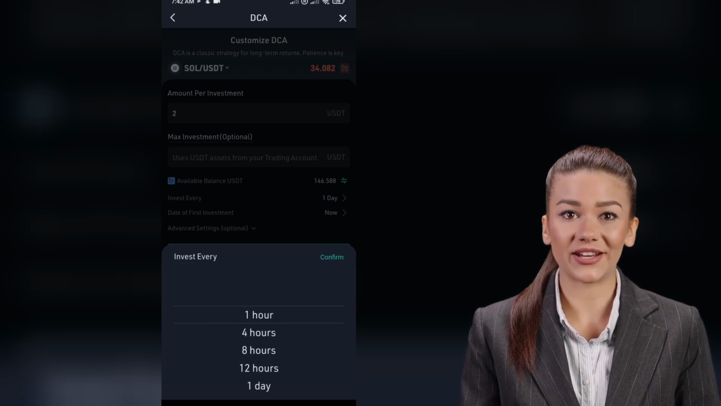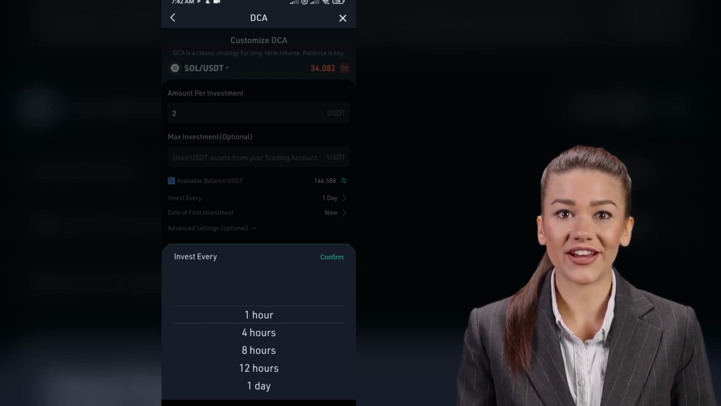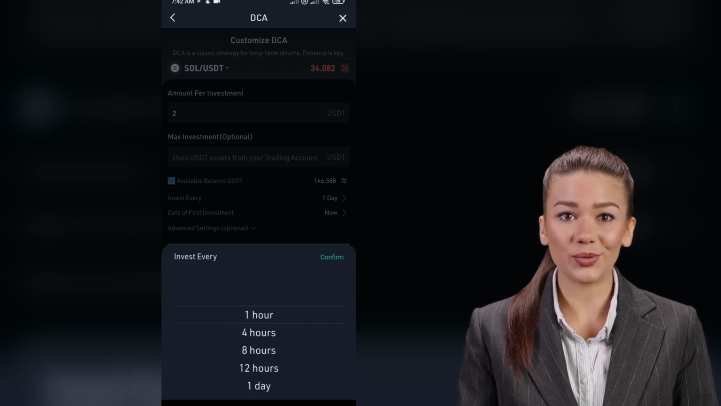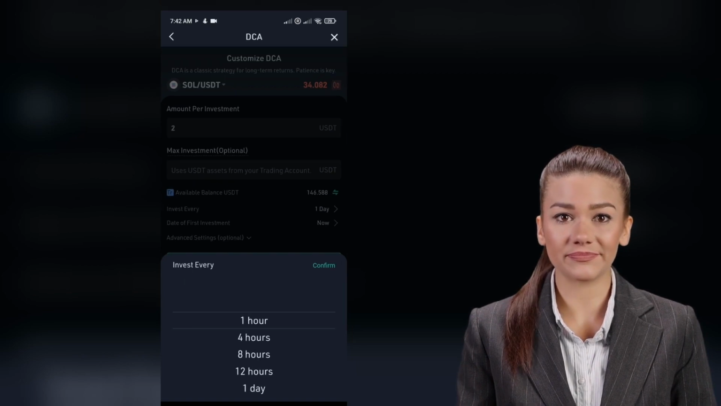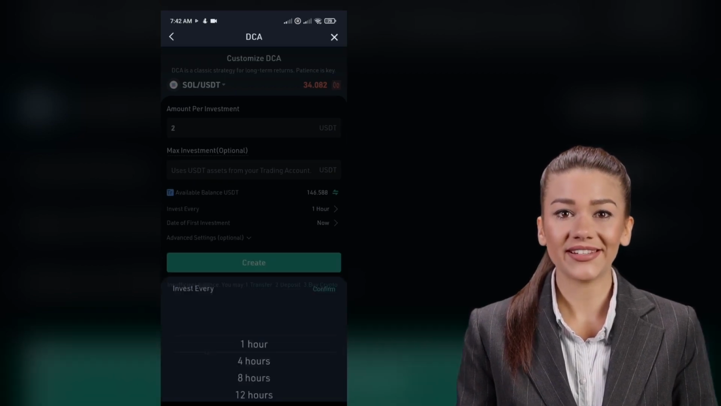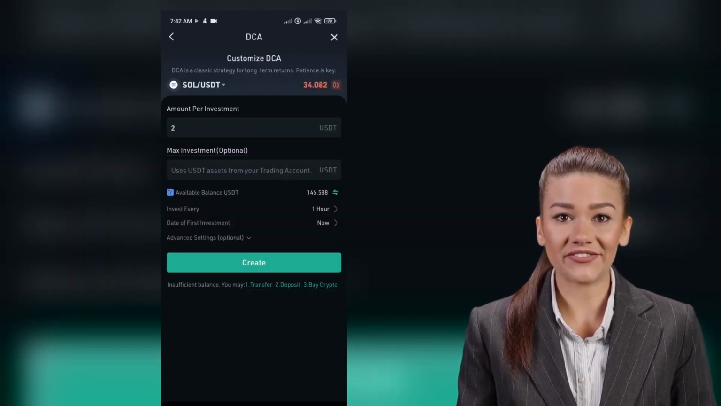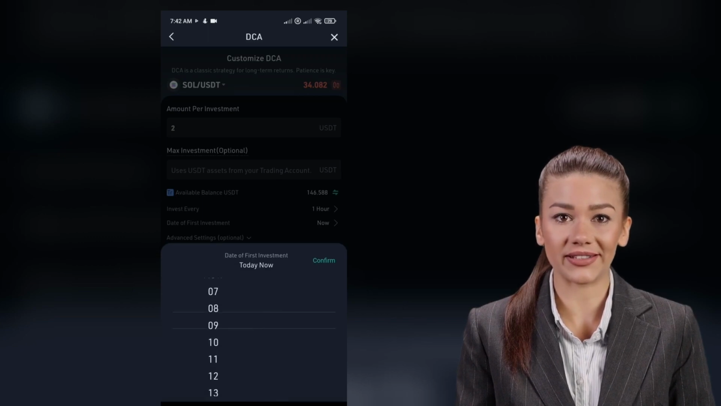If you choose the value of each investment to be $1 and you want the bot to make a transaction for you every hour, you will need $24 for each day the bot will work. For the date of the first investment, you can set the desired time, or you can leave it like that if you want to start immediately.